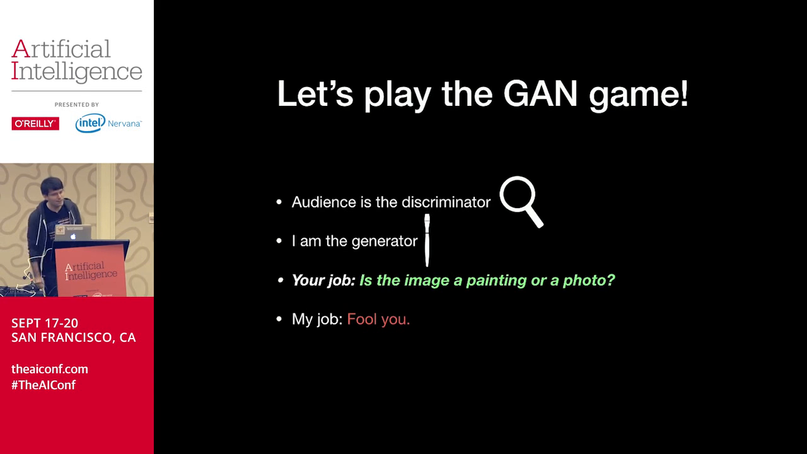So we're gonna play the GAN game, okay? I would like the audience to be the discriminator and I'll be the generator. I'm gonna put an image up and you're gonna have to say, is this a photo or is this a painting that I made on my Nintendo DS? I painted a bunch of pictures. I'm gonna throw them up and see if I can fool you, because as the generator, that's my job. Your job is just to make the right call, photo or painting.